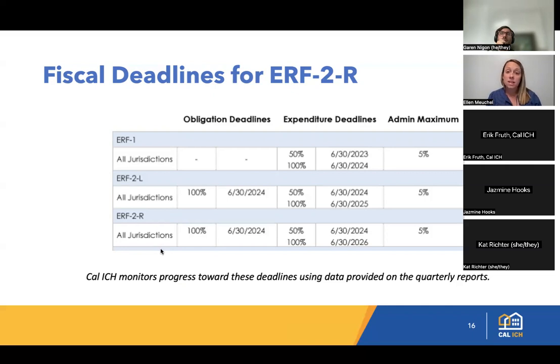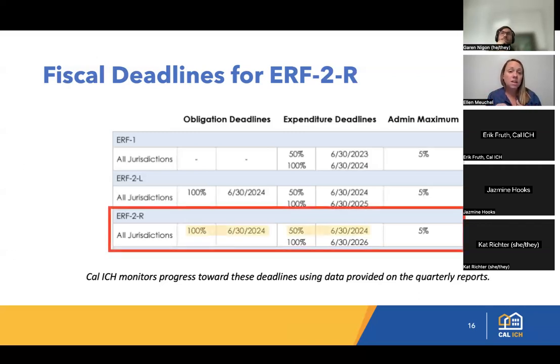But it is a fiscal deadline kind of cheat sheet for all of the grants included within Cal ICH's portfolio. What we'll call attention to, and Garrett, if you just push forward, I think an animation will pop up, is the ERF 2R grants, which is this group of grants specifically, has two deadlines that will hit on June 30th of next year, 2024. So we're less than a year away from both of these deadlines. The first one is a 100% obligation deadline, which we'll speak to in a bit. And the second is a 50% expenditure deadline.